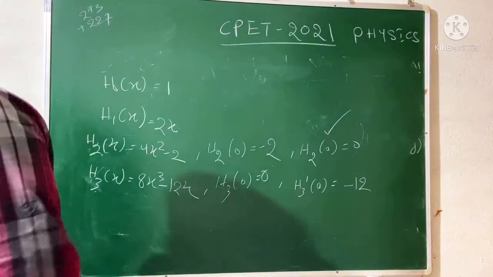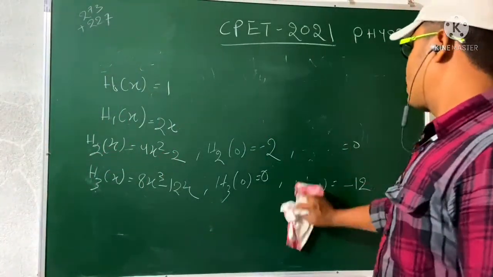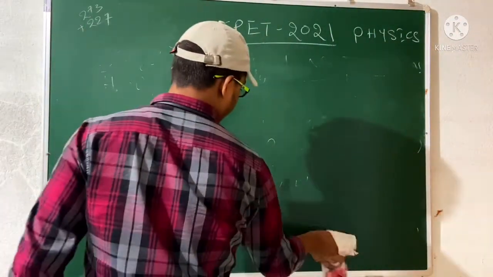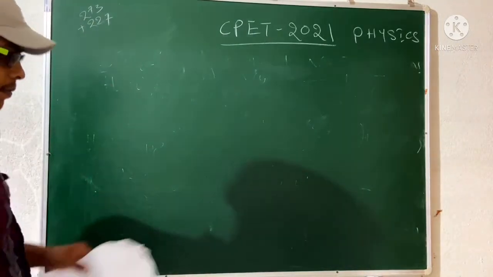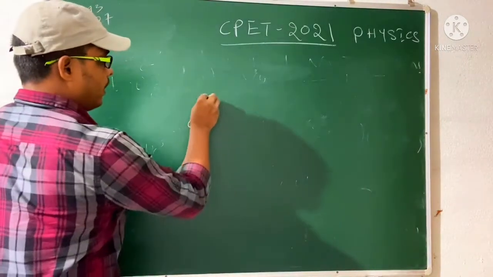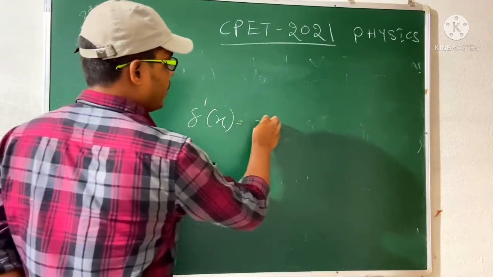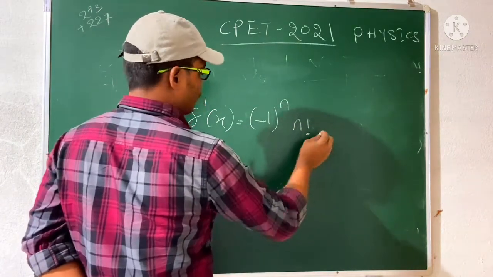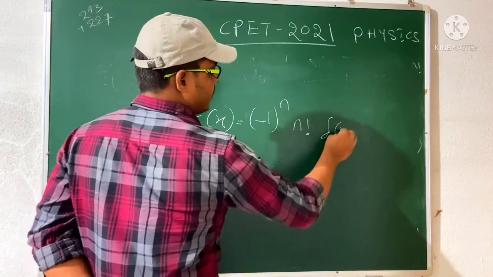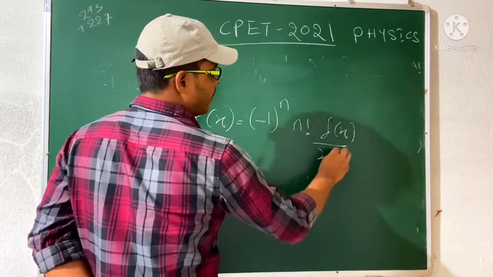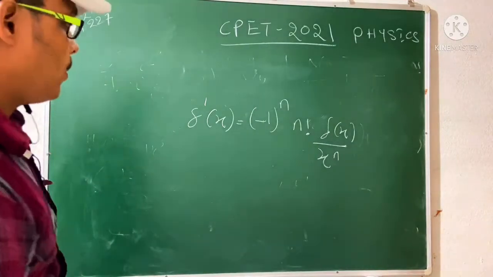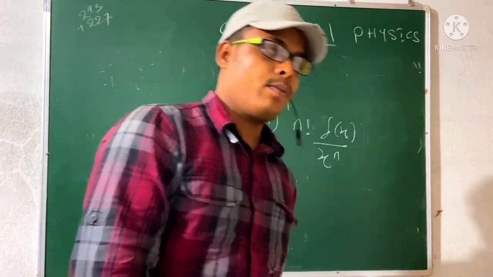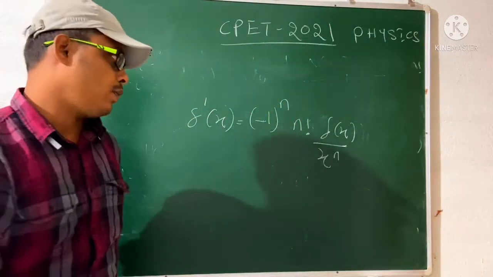Next, what is the value of x δ'(x)? This is the derivative of the delta function. If you read it, you can easily solve it. So what is the derivative of the delta function? Remember the formula: it is minus 1 to the power n into n factorial into δ(x) divided by x to the power n. This is the formula for the derivative of the delta function. It is also given in your MDAS book or any mathematical book.